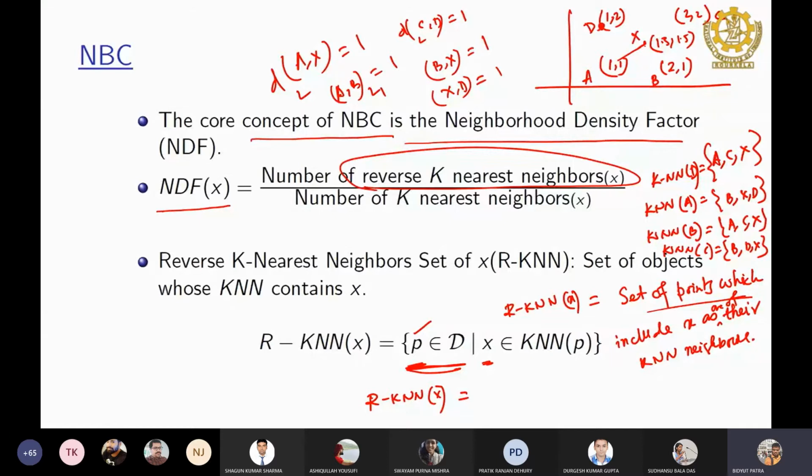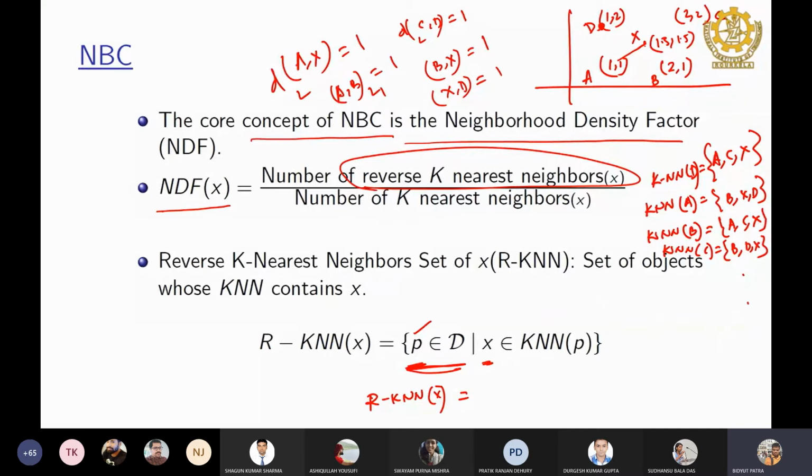Did you get here? Did you understand KNN of each point? Now what is reverse K nearest neighbor? So we need to find the reverse K nearest neighbor of X. What you have to check? You have to check each point's neighbors, each point's KNN. So X is appearing here. Yes, X is appearing here, so reverse K nearest neighbor of X will include A. Now X is appearing here too, so this will be D, because X is appearing in the nearest neighbors of D.